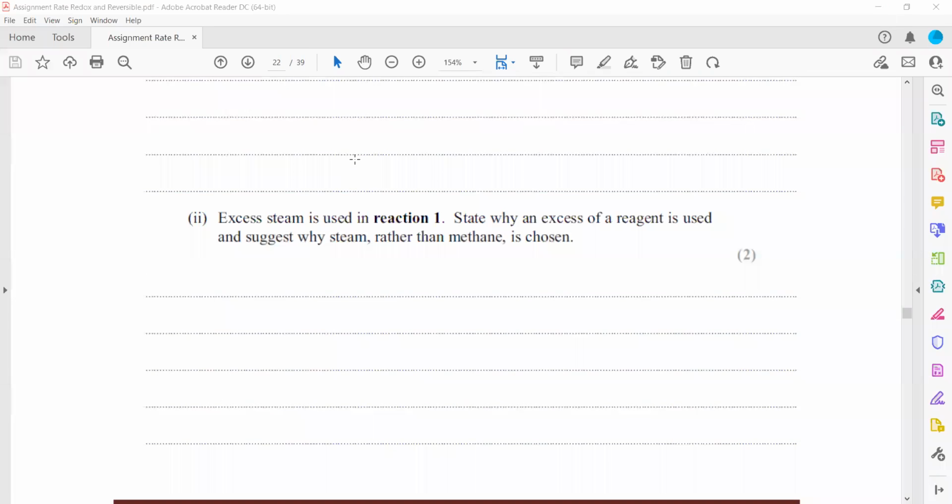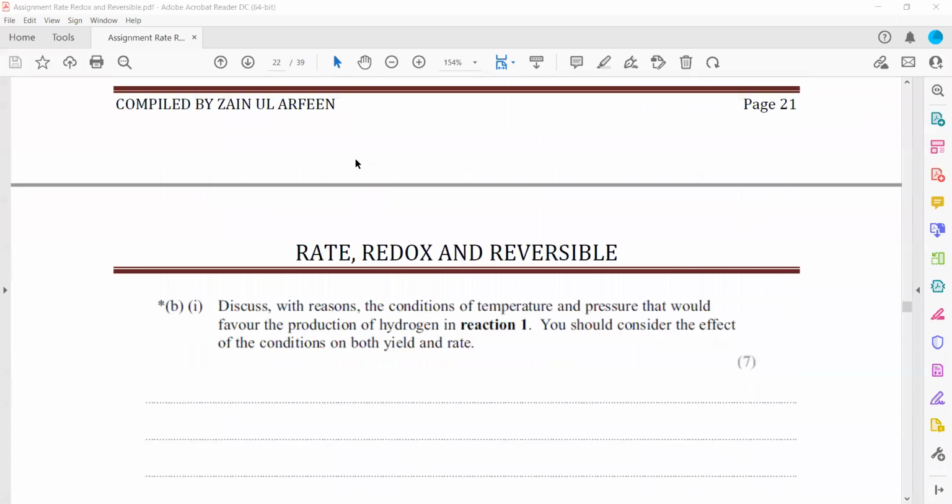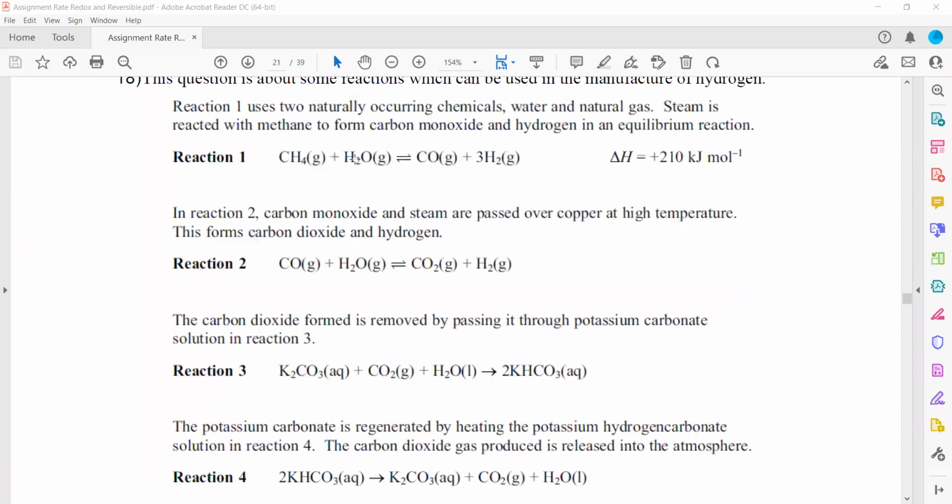Excess of steam is used in reaction 1. Why is an excess of reagent used, and suggest why steam rather than methane is chosen. So why do we use excess of steam? When we use excess steam, it means we increase the concentration of the reactant, so the equilibrium always shifts towards the right hand side. And why do we not use methane? Because methane is not readily available, or the source of methane is limited. So that's why we prefer to use steam, which is readily available and much cheaper than methane.